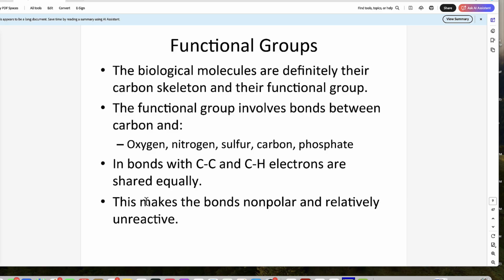Remember, last chapter we talked about reactivity, polar versus nonpolar, dipolar, and how water interacts with CO2 in the body through metabolic processes to form carbonic acid. Okay, so these are all very important factors. But the presence of carbon-carbon and carbon-hydrogen bonds and their ability to share electrons equally help determine whether the bonds are nonpolar or relatively unreactive.